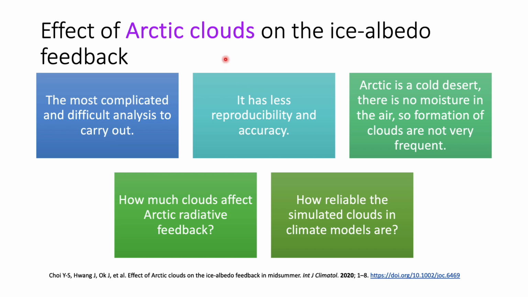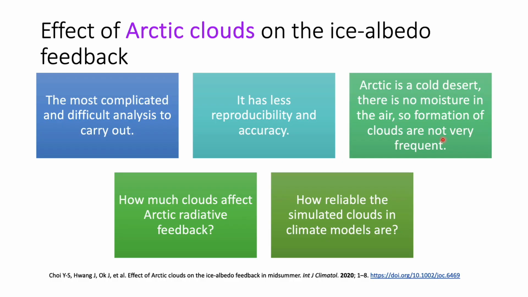Why? Because the clouds are, as we say, transient. That means it has less reproducibility and accuracy. We do not know exactly what and when it is going to be there and when it is not going to be there. So the Arctic is a cold desert and there is no moisture in the air.